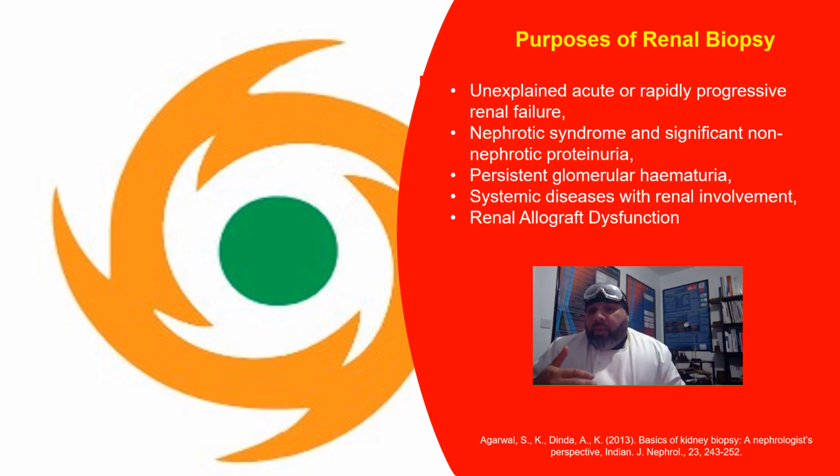And there's also persistent glomerular hematuria, where there's ongoing bleeding through the urinary tract. And also systemic diseases with renal involvement, and of course one of the main objectives around renal biopsy is to determine whether there's evidence of renal allograft dysfunction.